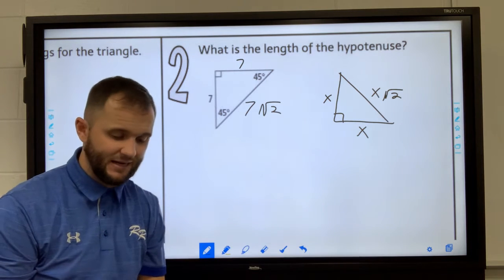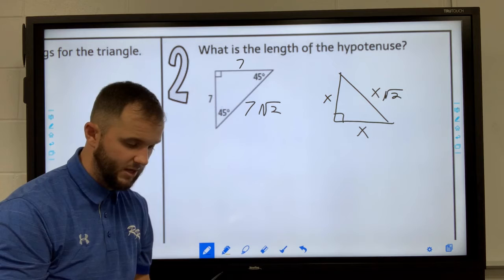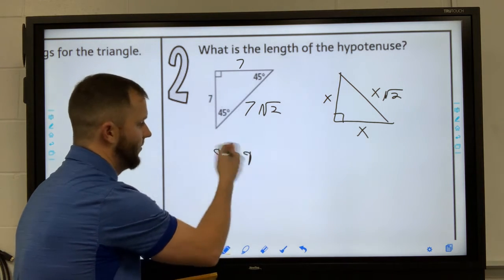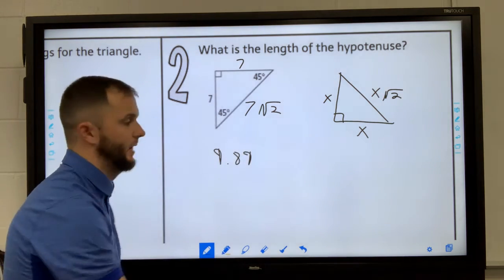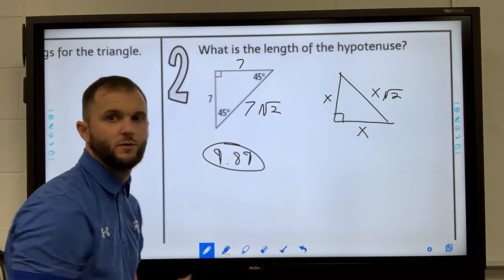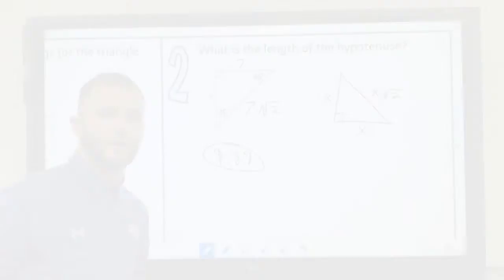Now if I wanted to get an exact decimal, I would do 7 times the square root of 2, and that would give me 9.89, which if I wanted to round, would turn into 9.9. So this is the decimal answer. This is going to be your radical answer if you wanted to put that, okay? Pretty simple. Let's move over to example number 3.